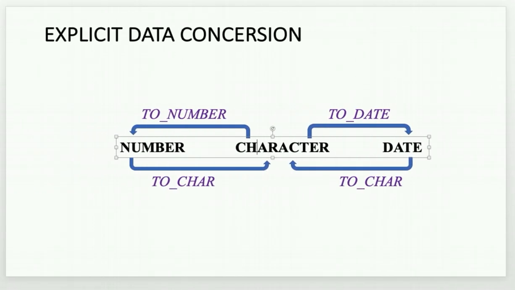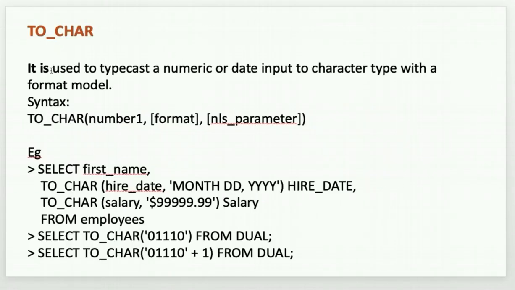So let's go to some examples. to_char is used to typecast a numeric or date input to character type with a format model. And the syntax is to_char. It takes as input a number, a format, and the NLS parameter which you want to set. We have just seen previously the session parameters for NLS which you can utilize in here.